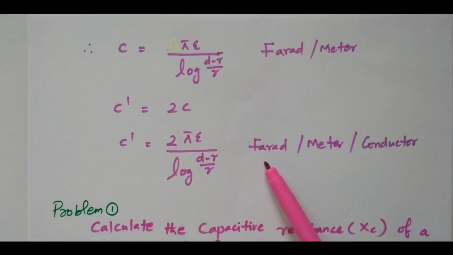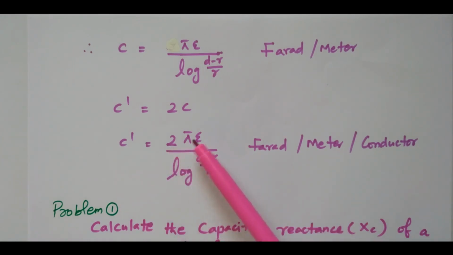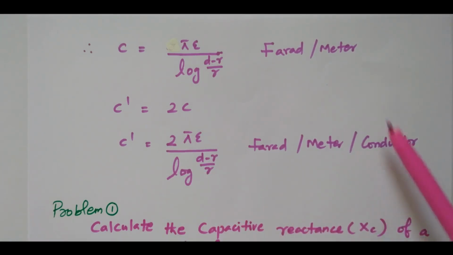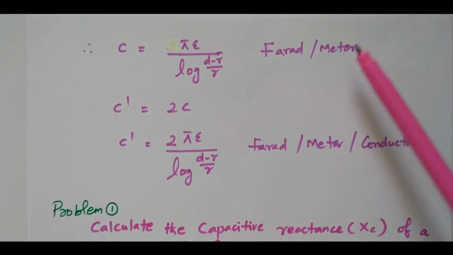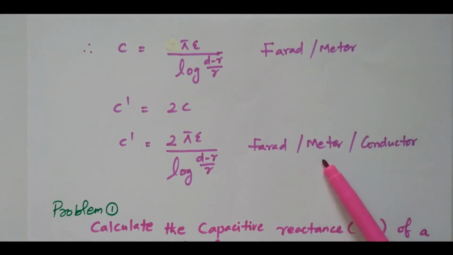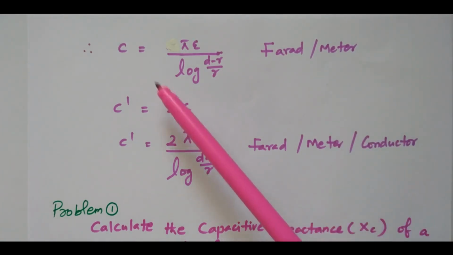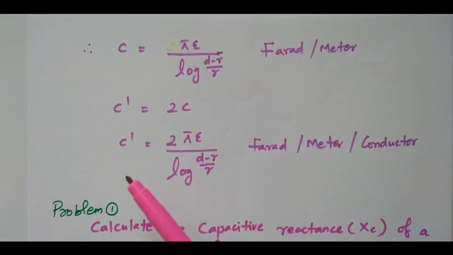So that unit is farad per meter per conductor. Only one conductor here; C dash refers to only one conductor. So 2 pi epsilon divided by log of (d minus r) by r, farad per meter per conductor. This is the total capacitance, and this will be the capacitance due to a single conductor. In both cases, we assume 1 meter length of cable. Now we got the expression for total capacitance as well as capacitance due to a single conductor.